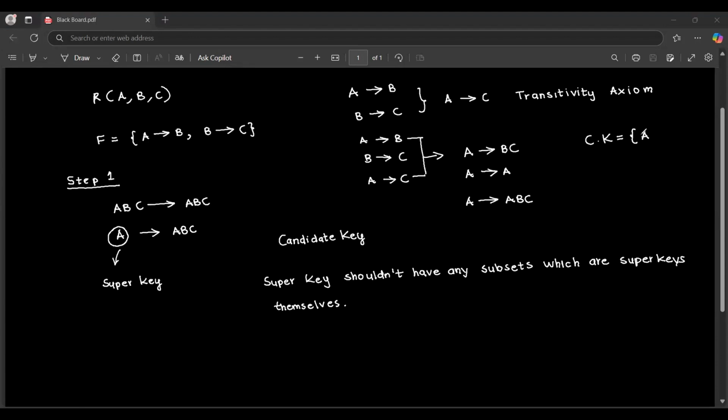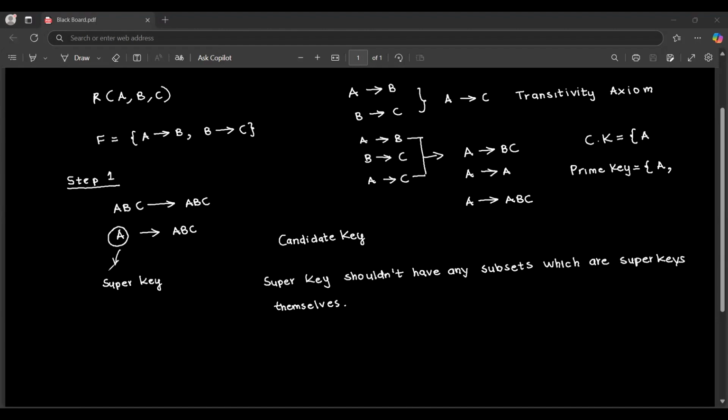What about the prime key attributes? We'll also write that down. Prime key attributes, we have A. Do we have anything else? Well, A functionally determines ABC. That's the first step we have completed.